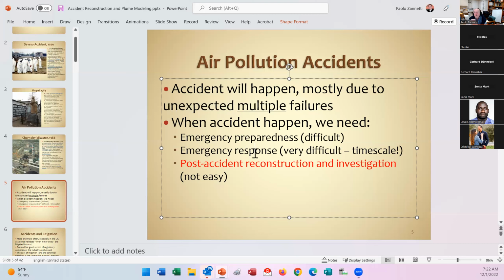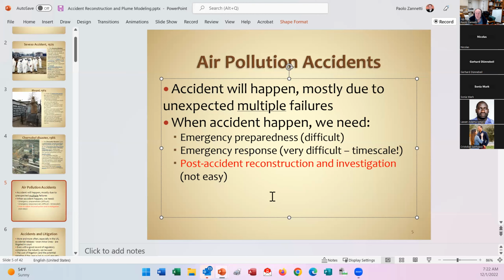Because as I told you before, in a few minutes, the plume will be out in the community. We are not talking about water contamination that may take a longer time to impact a residential area. We are not talking about groundwater contamination that may take years to contaminate areas of interest. We are talking about air pollution, which in minutes will be in the community.